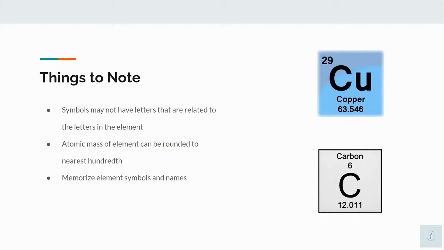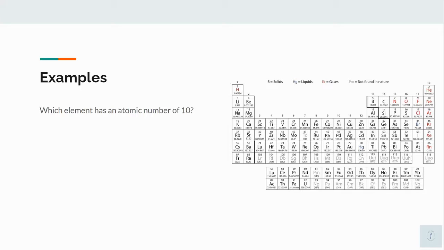Also, you may need to memorize the symbols of elements on the periodic table, since not all periodic tables show the name of that element. So here are some examples. Feel free to pause the video if you would like to try these questions.